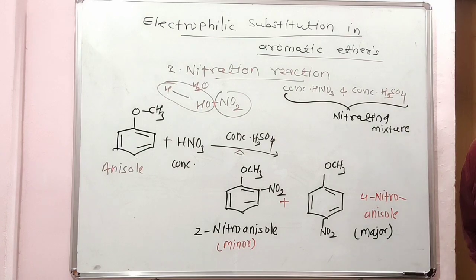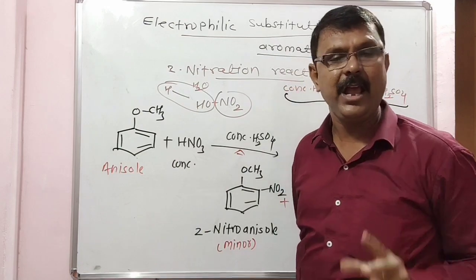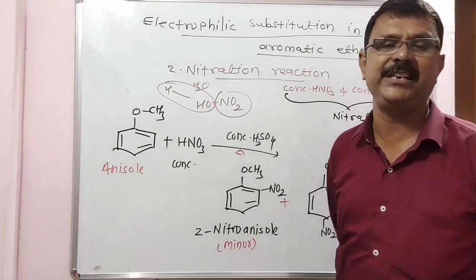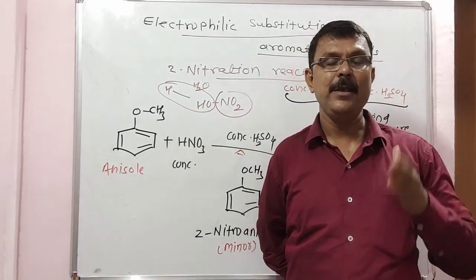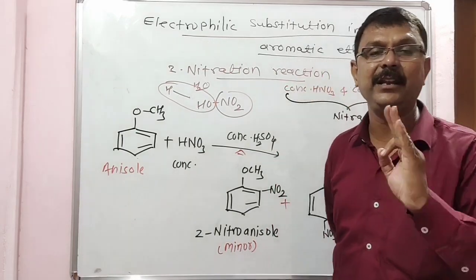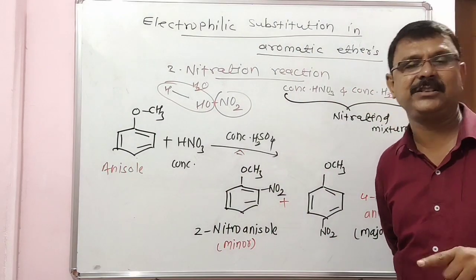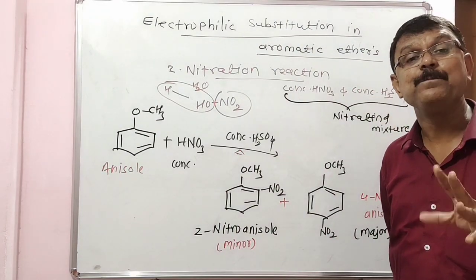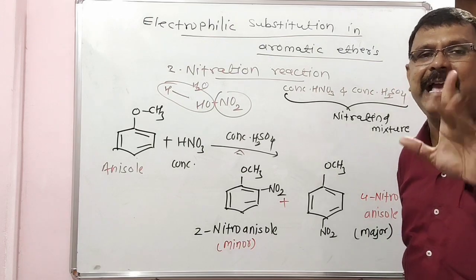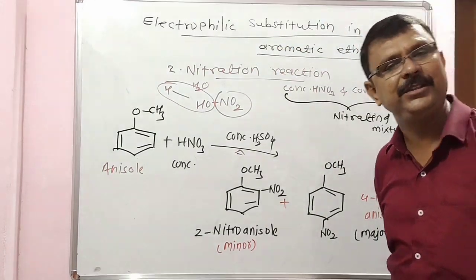You know the chemical reactions of aromatic ether. The first reaction is the halogenation reaction. The second reaction is the Friedel-Crafts reaction. There are two types: first is the Friedel-Crafts alkylation reaction, and second is the Friedel-Crafts acylation reaction. And the third reaction is the nitration reaction. Okay, this completes the chemical properties, or chemical reactions, of aromatic ether, the electrophilic substitution in aromatic ether. Okay, thank you.